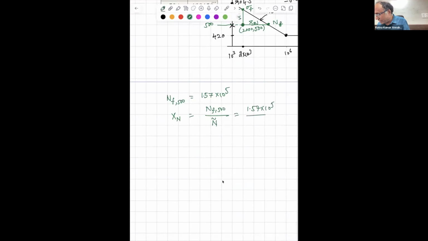1.57 into 10 power 5 divided by 2000. What is the factor of safety in life? 78.76.